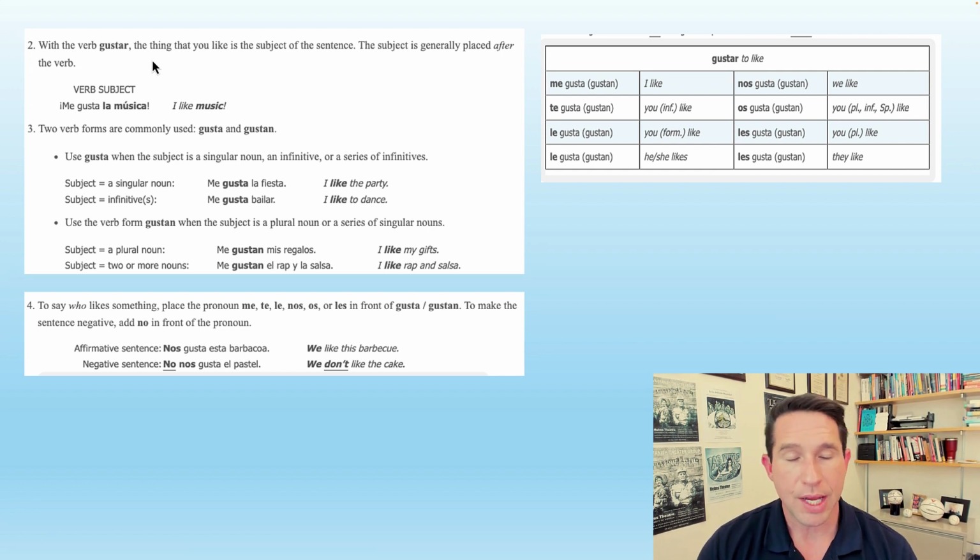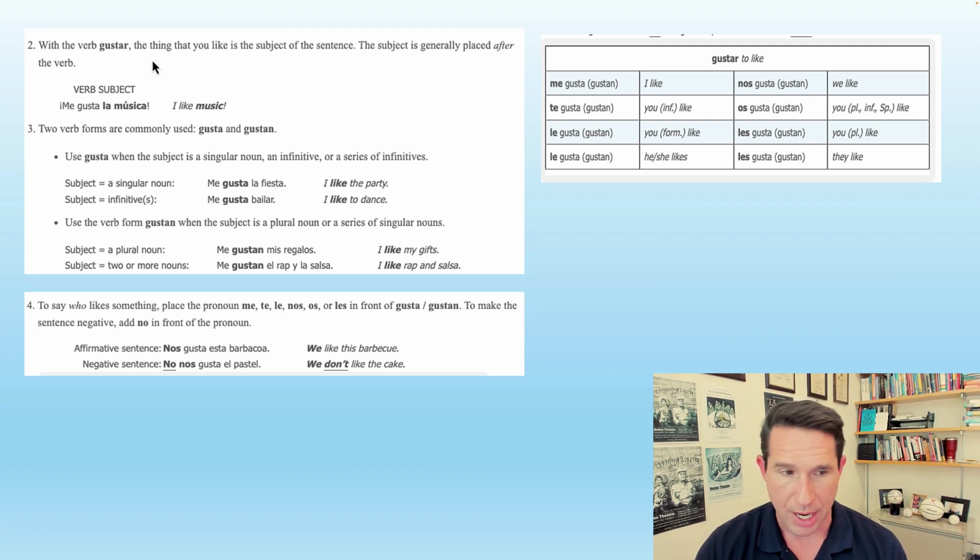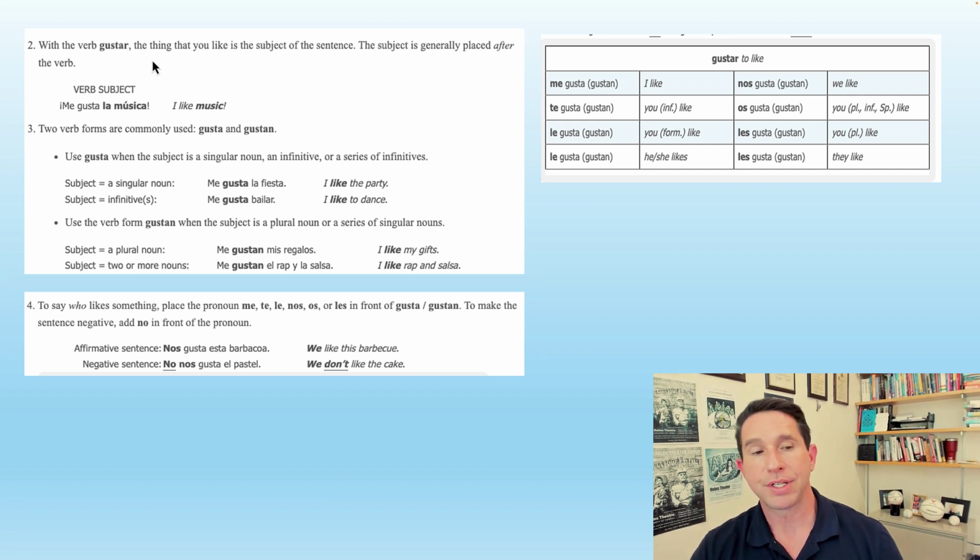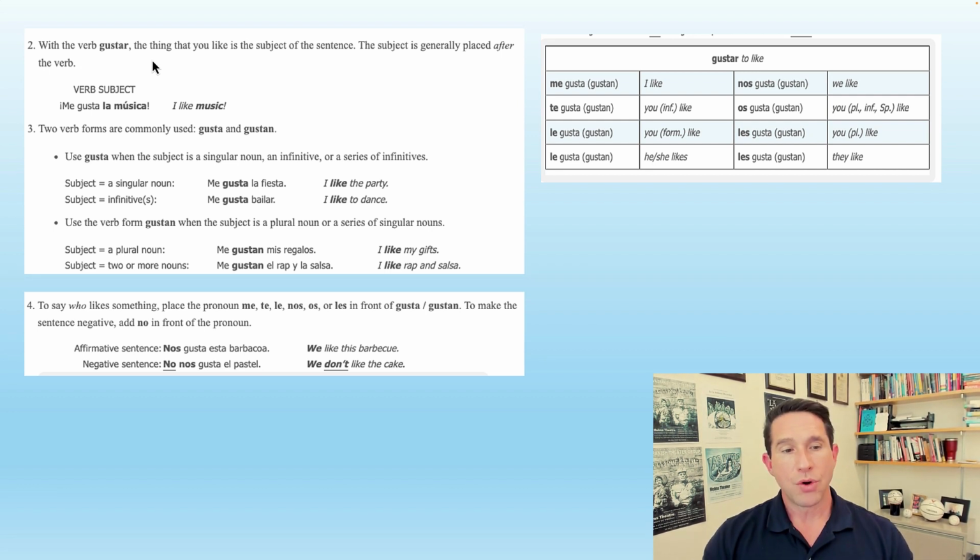We use the indirect object pronouns, right? Me, te, le, nos, os, les, in front of gusta. To make the sentence negative, we just add no, right? So, nos gusta esta barbacoa. We like the barbecue. The barbecue is pleasing to us. No nos gusta el pastel. We don't like the cake.